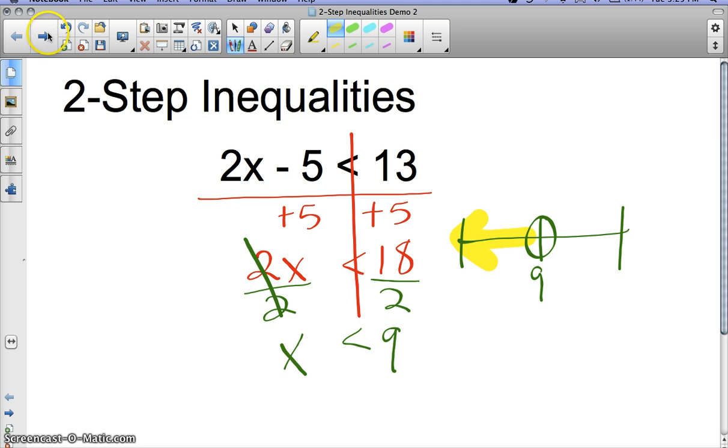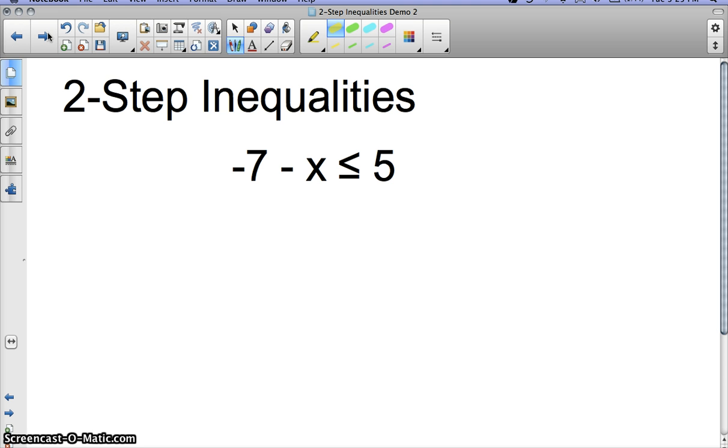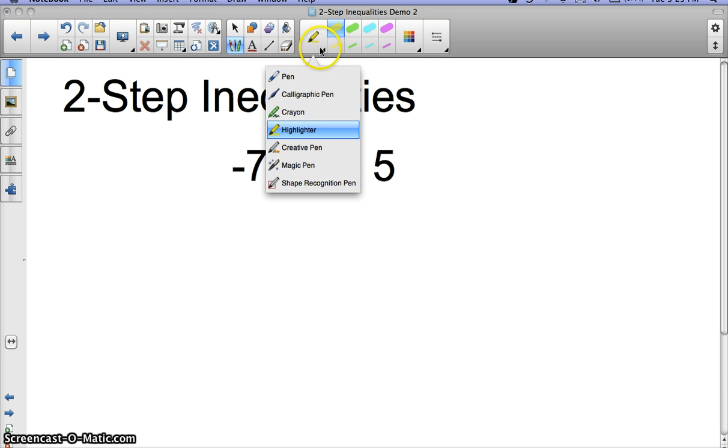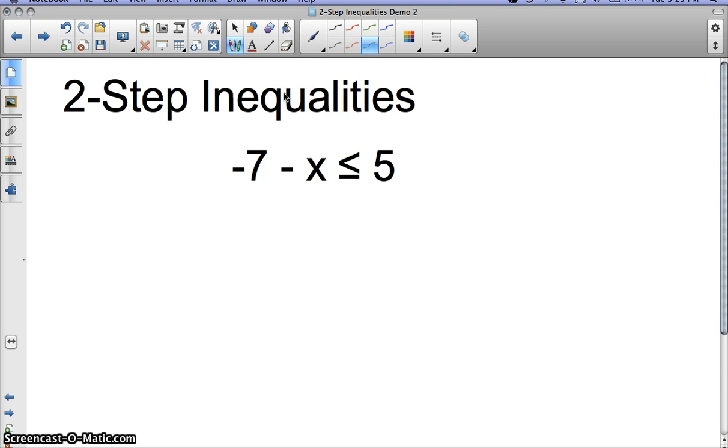Pretty straightforward stuff. Right. And again, if you need a refresher on inequalities, go back and watch the one-step inequality video. It'll be a good thing, especially if you're struggling. Alright, next one. T-chart. Started off the same way.